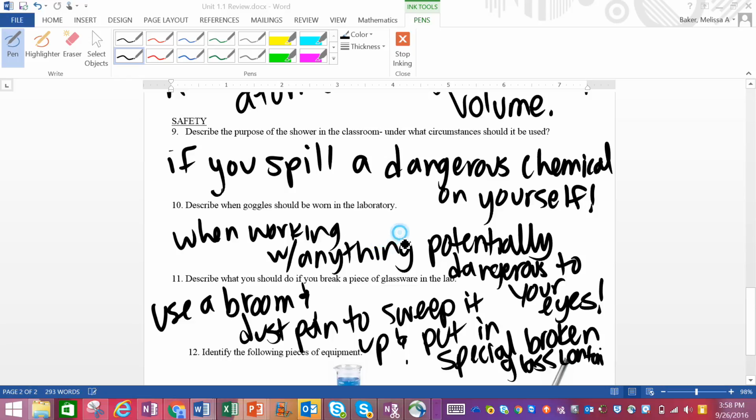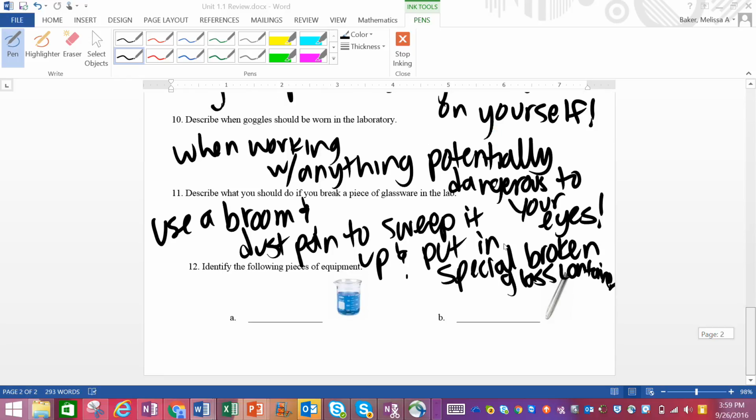I'm running out of space. Identify the following pieces of equipment. This is a beaker, and this one over here kind of looks like a test tube, but it's a spatula. It's supposed to be a spatula. So there you go. Good luck studying.